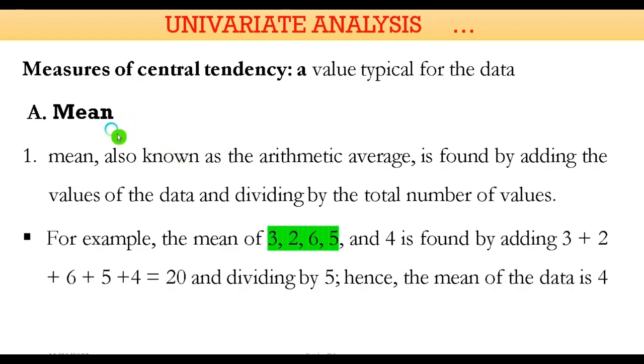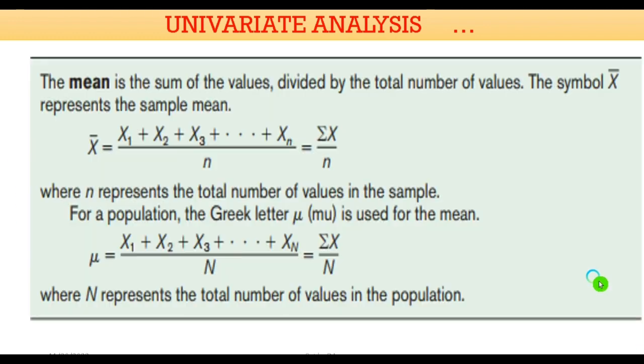If we start from the mean, the mean, also known as the arithmetic average, is found by adding the values of the data and dividing by the total number of values. For example, the mean of 3, 2, 6, 5, and 4 is found by adding those numbers, then dividing by their count. That is 3 plus 2 plus 6 plus 5 plus 4. The count is 1, 2, 3, 4, 5. After that, you get 4. Mean is 4. Average is 4.